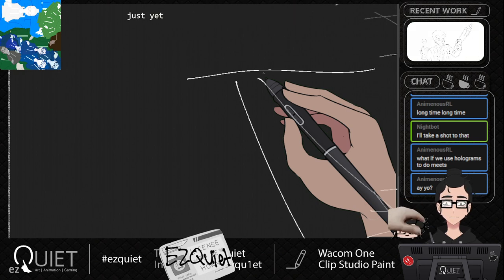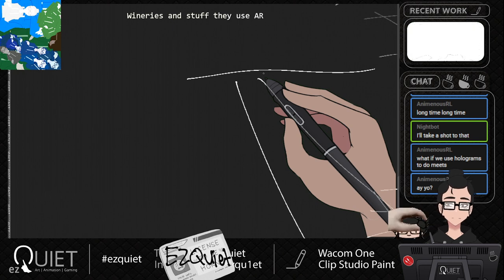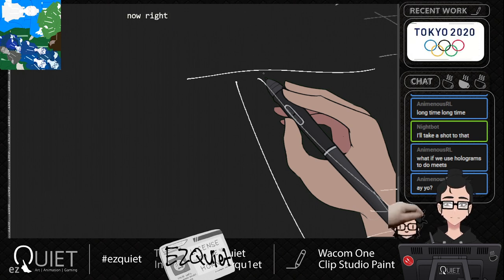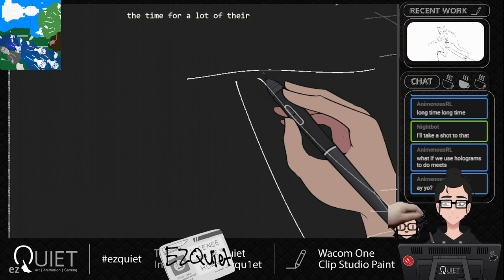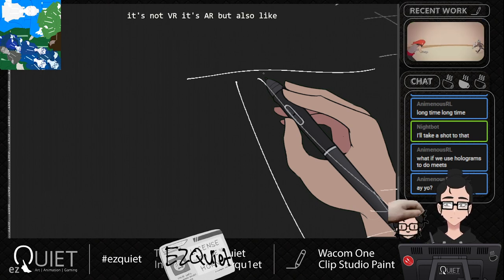Though what's really interesting to me is that print label companies for wineries and stuff, they use AR all the time now, right? Cereal companies, Procter & Gamble, those guys, they use AR all the time for a lot of their cereal brands. Now it's not VR, it's AR. But also Sephora has been using AR for a number of years, and it's so cool.